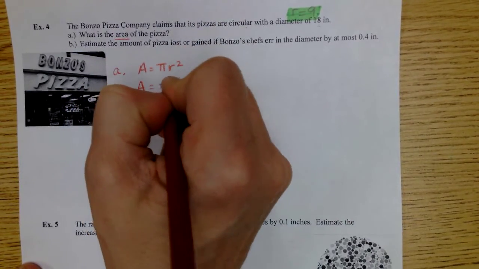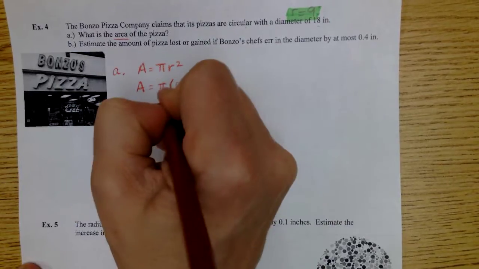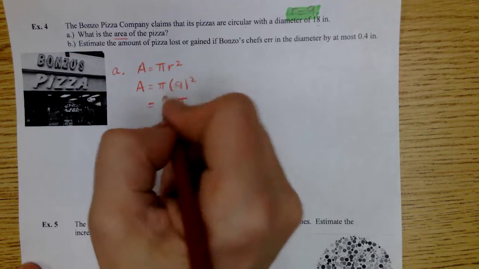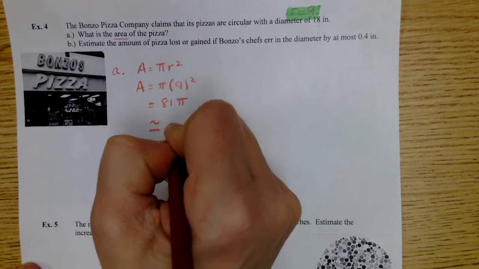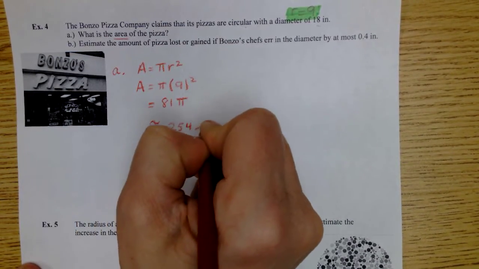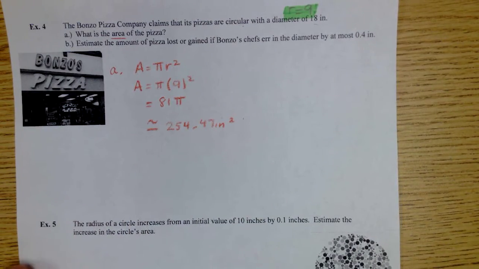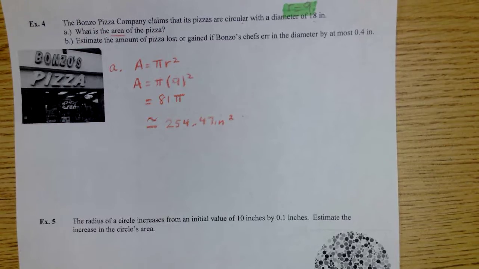Area is going to equal pi times 9 squared. 81 pi is the exact answer. Or we can estimate it and round and say that it's 254.47 inches squared. Okay? Straightforward, use the geometry formula, no calculus needed.